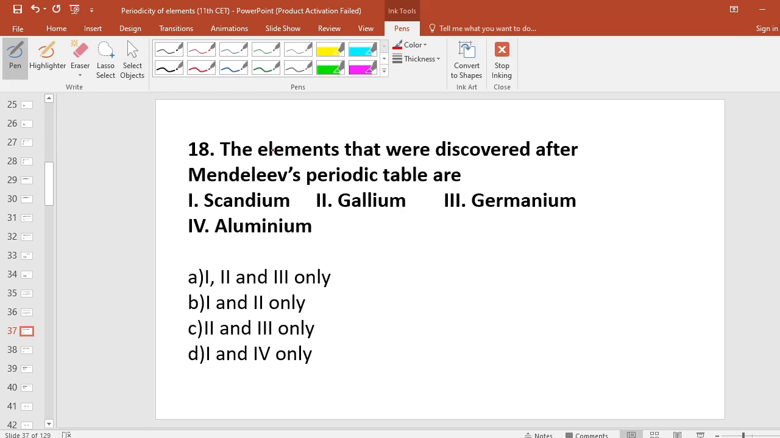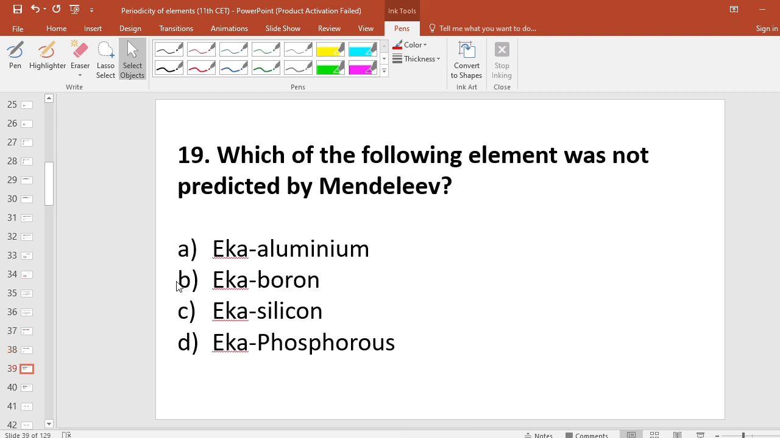All of you know that Mendeleev had left some empty spaces and he had named those elements as Ica aluminium, Ica boron and Ica silicon, which were later discovered, and those were named as scandium, gallium and germanium. And so these elements were not discovered before the periodic table was formed by Mendeleev. So correct option is 1, 2 and 3 only.